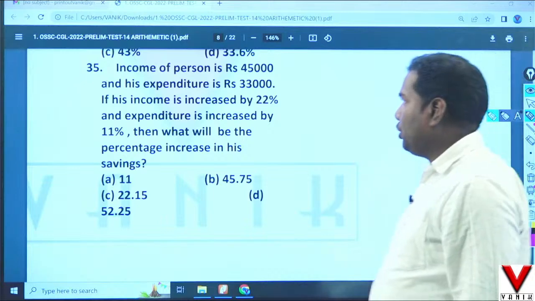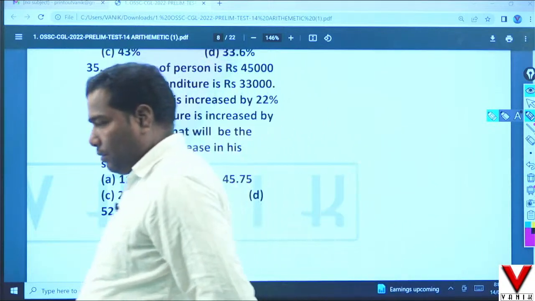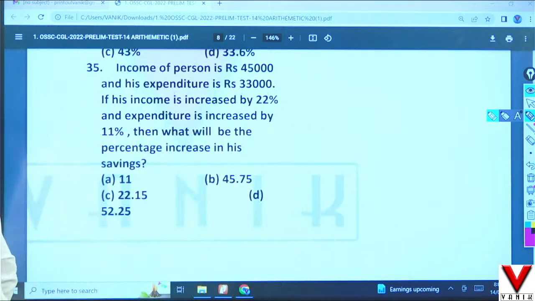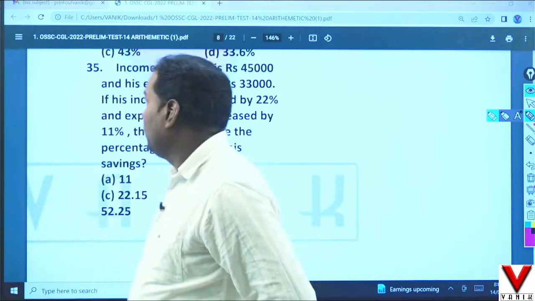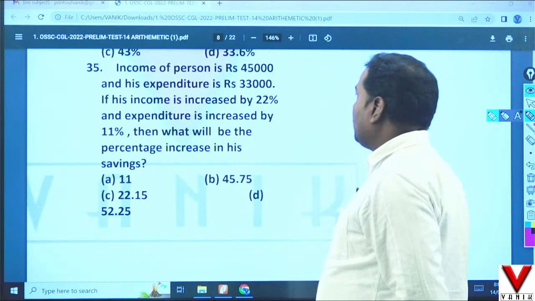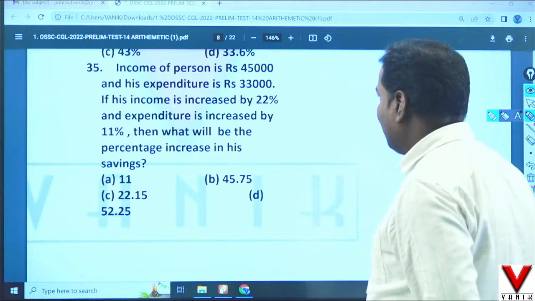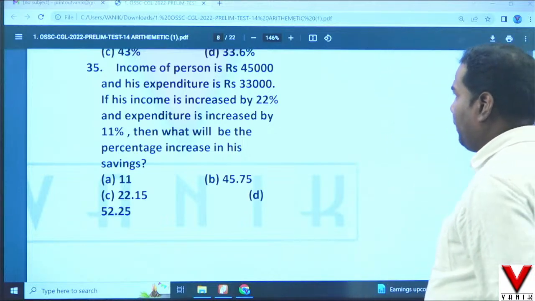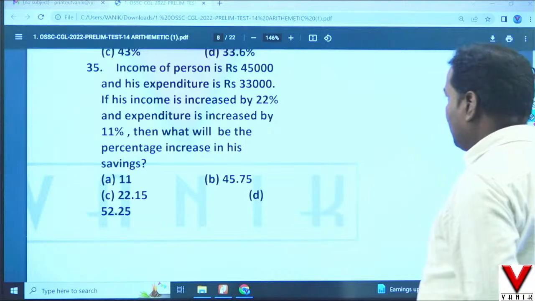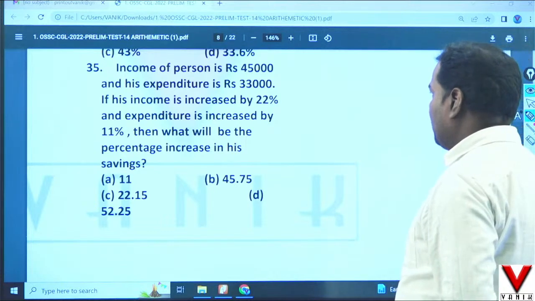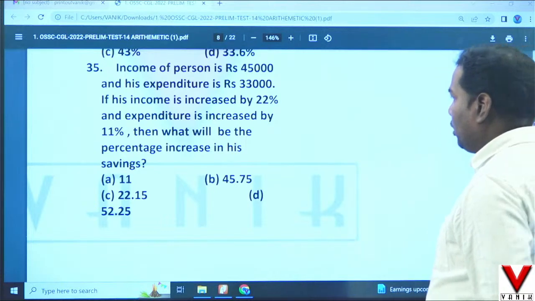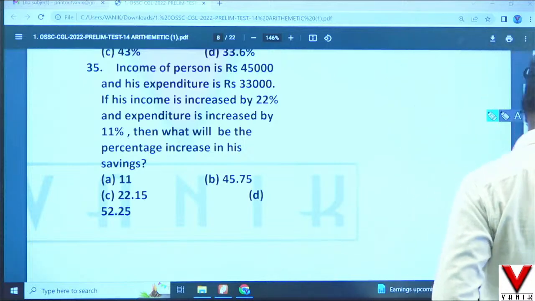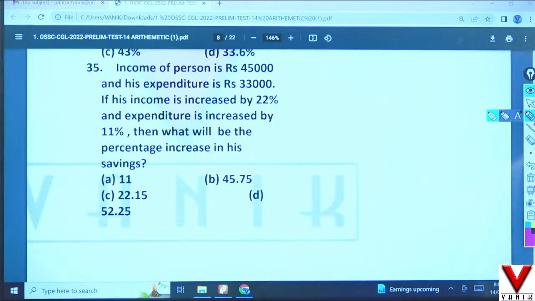This is the last question. Income of person A is 45,000 and his expenditure is 33,000. If his income is increased by 22% and expenditure is increased by 11%, then what will be the percentage increase in his savings?